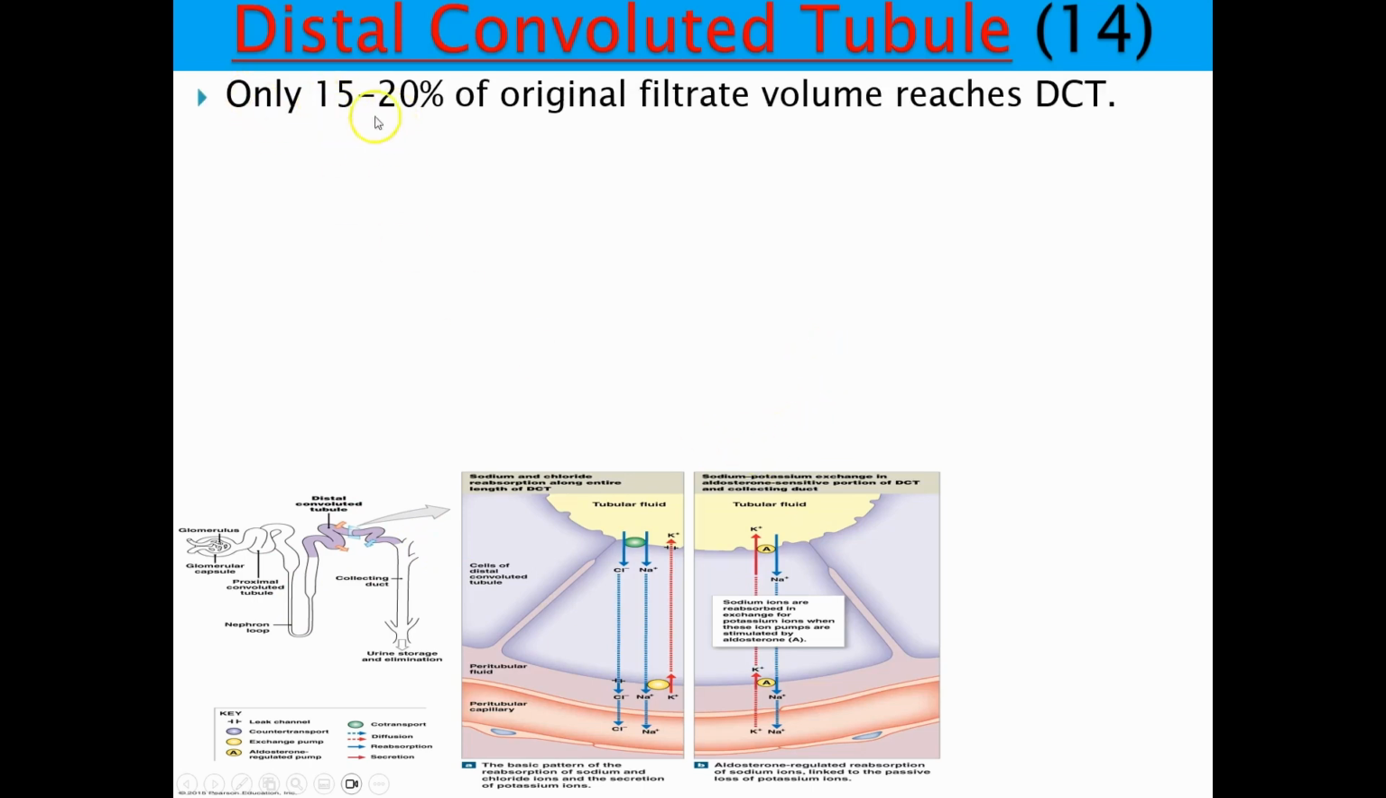So at this point, only about 15 to 20% of the original filtrate volume actually reaches this. Notice we really reabsorbed a lot of not only the solutes, but also a lot of the water as well. Remember that out of the 180 liters that gets pushed through the glomerulus, only 2 liters ends up becoming urine. So a small portion actually reaches the DCT, which should make sense because we're reabsorbing a lot of those components.